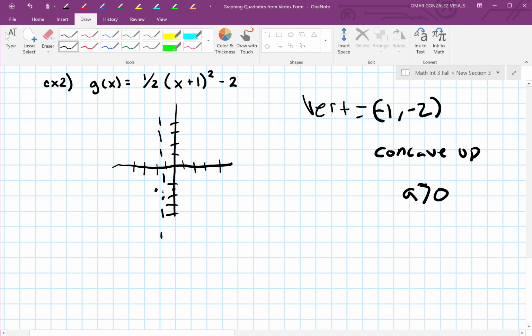Good, so there's our axis of symmetry. Okay, can you draw our graph? Just to draw a general picture of it. We'll put in our points later, but just draw a general picture. We know that we have our vertex, we know it's concave up. It's like an estimate.